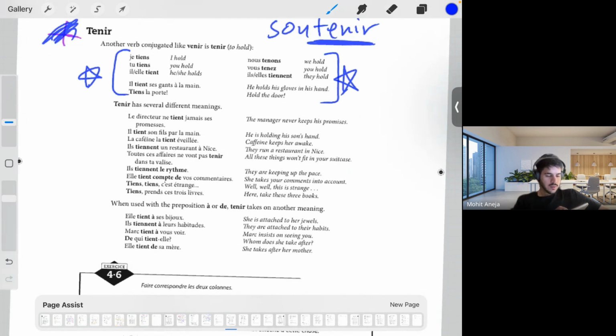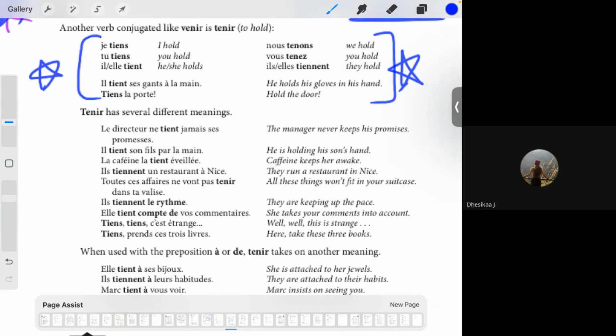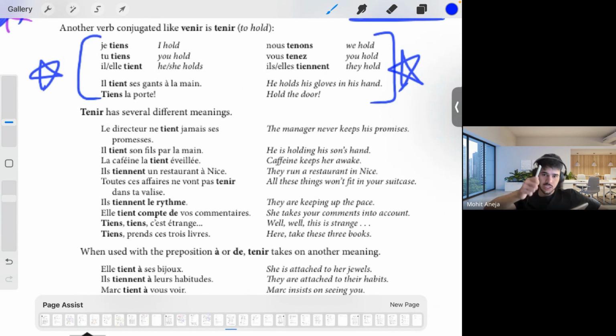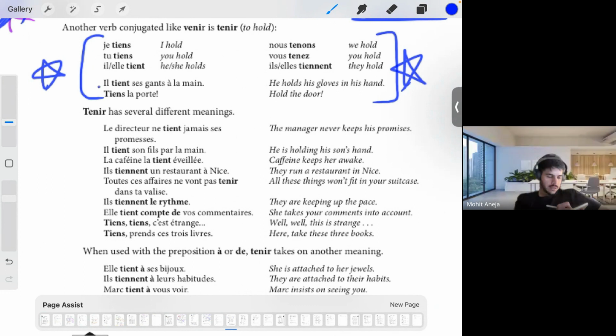So you see, the meaning of tenir is to hold something. To hold. I'm holding the pen. Je tiens le stylo maintenant. Il tient ses gants à la main. Gants are what? Gloves. Gloves, you wear them in the winters. Il tient ses gants à la main. His gloves in his hand, or in hand, whatever.